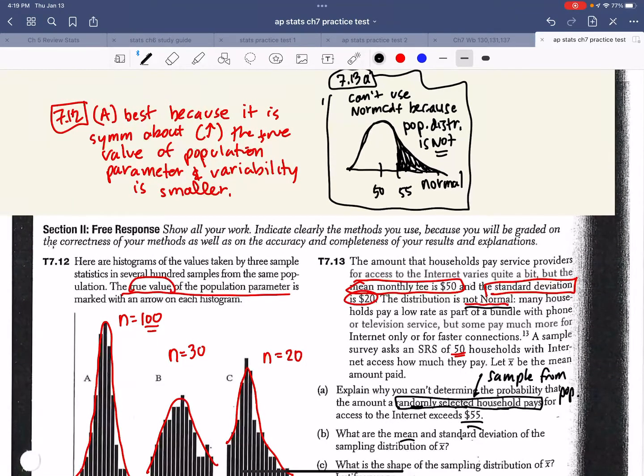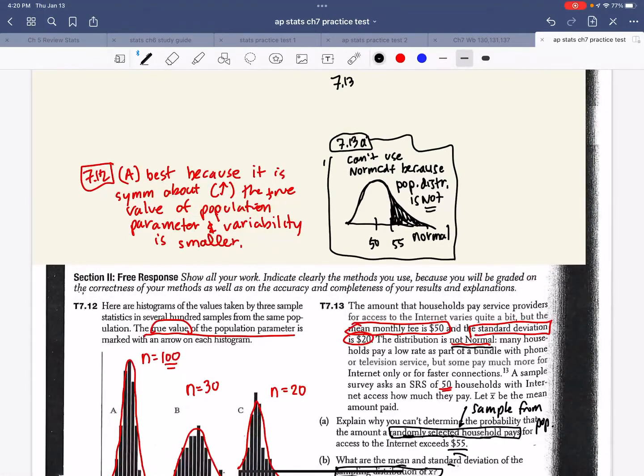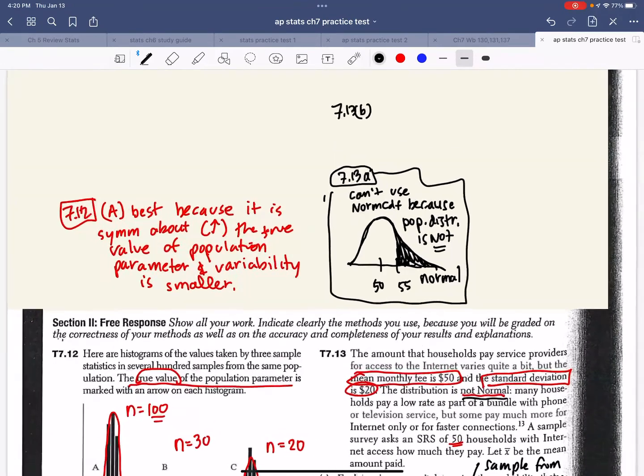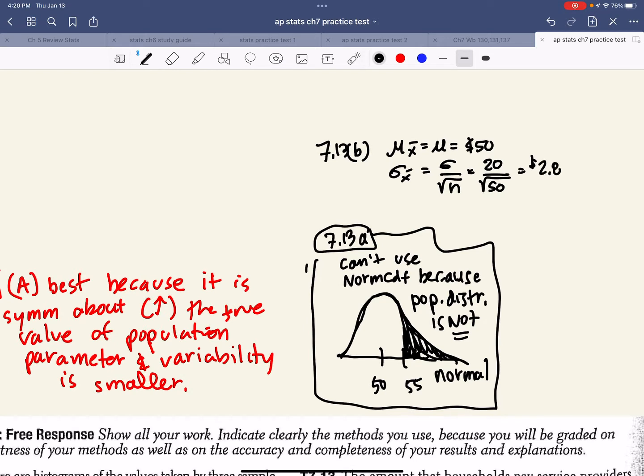What are the mean and the standard deviation of the sampling distribution? Okay, that we can do, 7.13b. That's what we learned, right? We learned that mu x-bar is equal to mu, and they told us that on average, they pay $50, right? And what would this be? We know it's sigma divided by the square root of n. So we know that it's 20 divided by the square root of 50. So we get about that? That would be our variability, right?